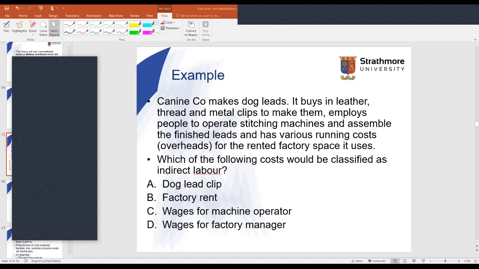What is A? Hannah, how do you classify A? It's a direct material. Yes, A is a direct material. Okay, great. How do we classify B?